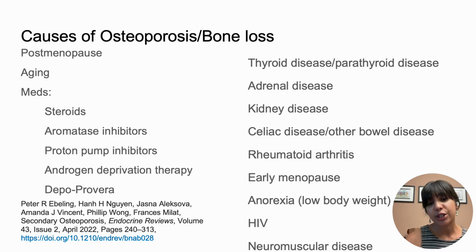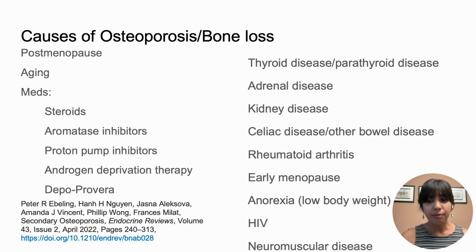So what are some causes of osteoporosis and bone loss? There are actually several causes beyond these. These are just some of the big ones that we talk about. So postmenopause, that is the big one that we think about. That's why osteoporosis is more common in women. After menopause, we see a drop in estrogen, and this leads to bone loss. So postmenopause is a big risk factor, which is not something we can avoid.